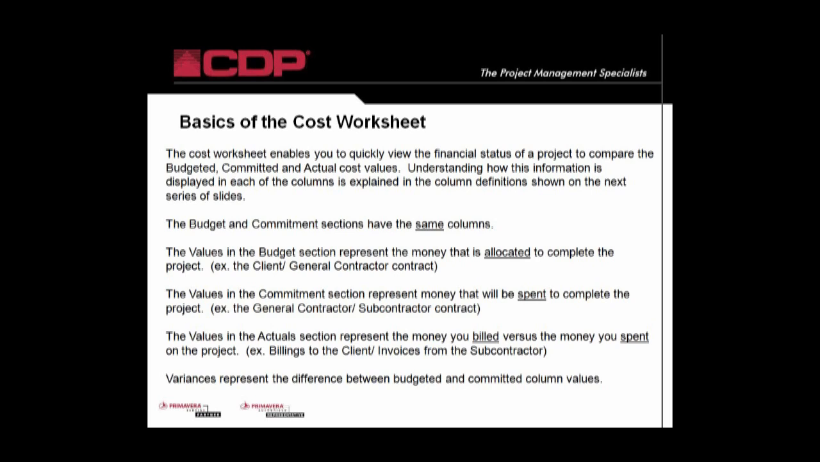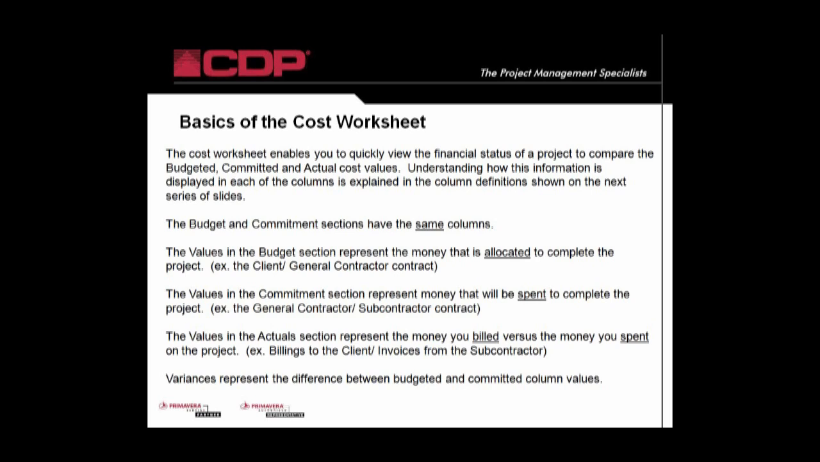The cost worksheet, again, is going to enable you to quickly view the financial status of your project and compare your budgeted, committed, and actual cost values. Understanding how this information is displayed is explained in each of the column definitions shown on the next series of slides. Okay? It's important to note the budget and commitment sections have the same columns. They function the same way. It's just one is against a committed contract and one set is against a budget contract.